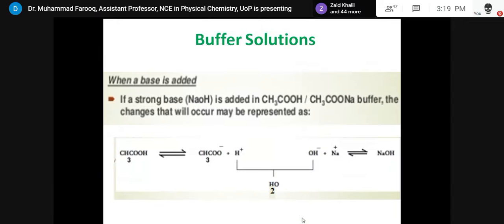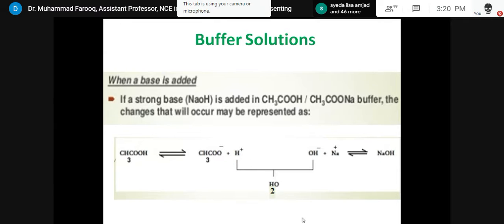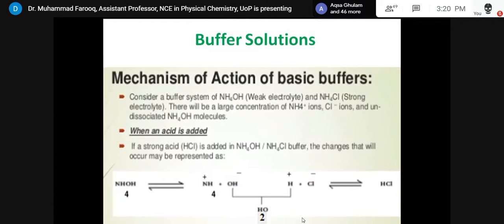If base is added, so again OH- ions are produced upon the addition of NaOH, for example. So how to neutralize this additional OH-? We have the acid in the solution. So this acid dissociates, producing hydrogen ions. This hydrogen ion reacts with the hydroxyl ion, which is from external. So water is produced, and as a result, the pH of the solution remains constant. Already we have discussed these things in detail in the previous class, so just to remind, how the basic buffer acts.